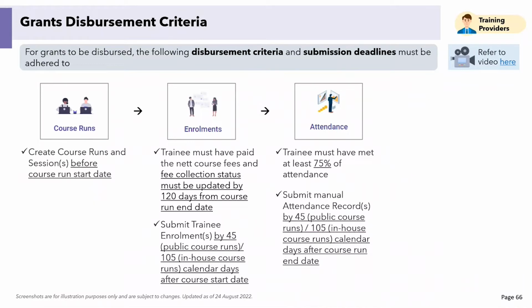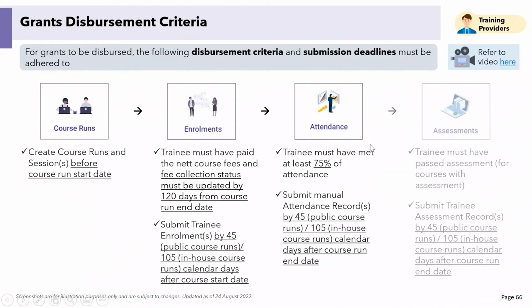If they don't opt for that digital mode, they will have to submit the attendance records manually, and they will need to take note of this submission deadline, which is 45 days or 105 days after the course run ending. Lastly, for assessments, they need to make sure that the trainee has passed the assessment. This is applicable for courses with assessment. They also need to submit these records within 45 days or 105 days after the course run ending. These are the pre-disbursement checks that the system will be checking to determine whether or not a grant should be disbursed.